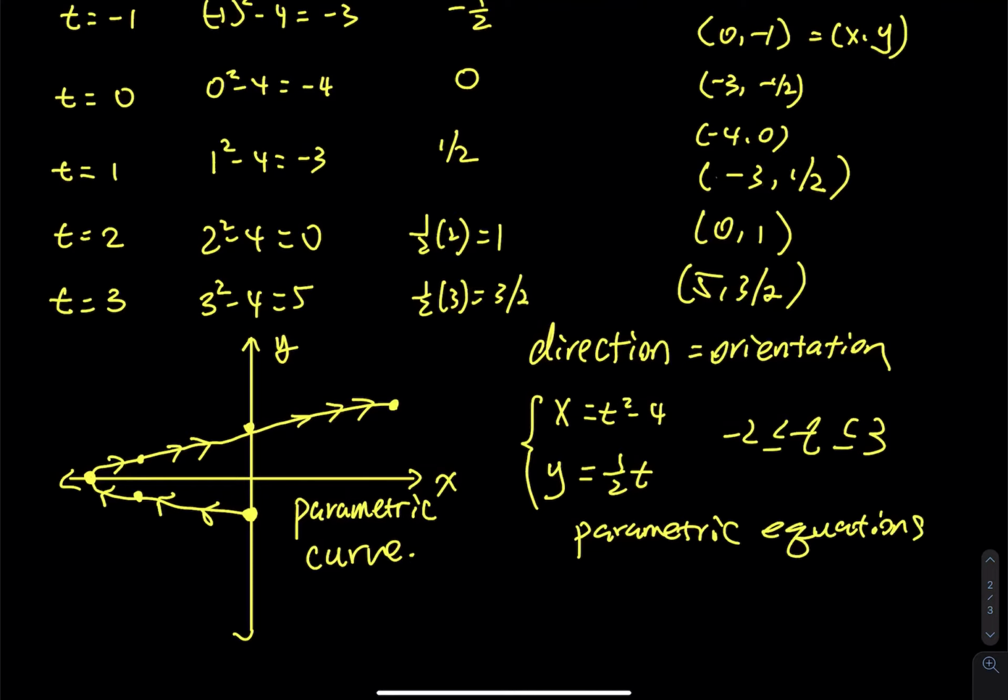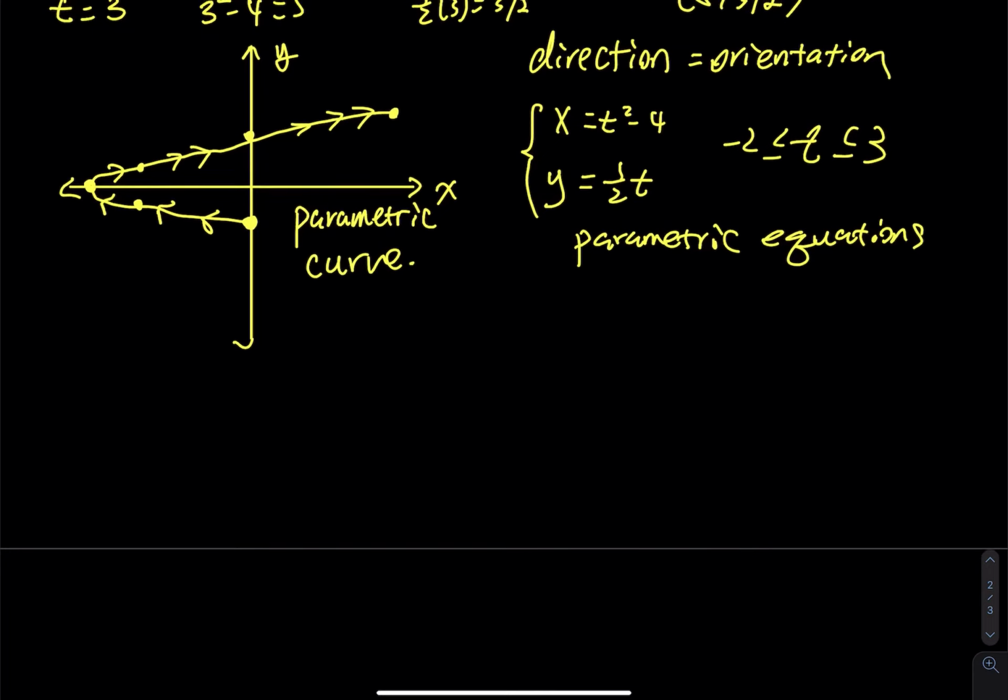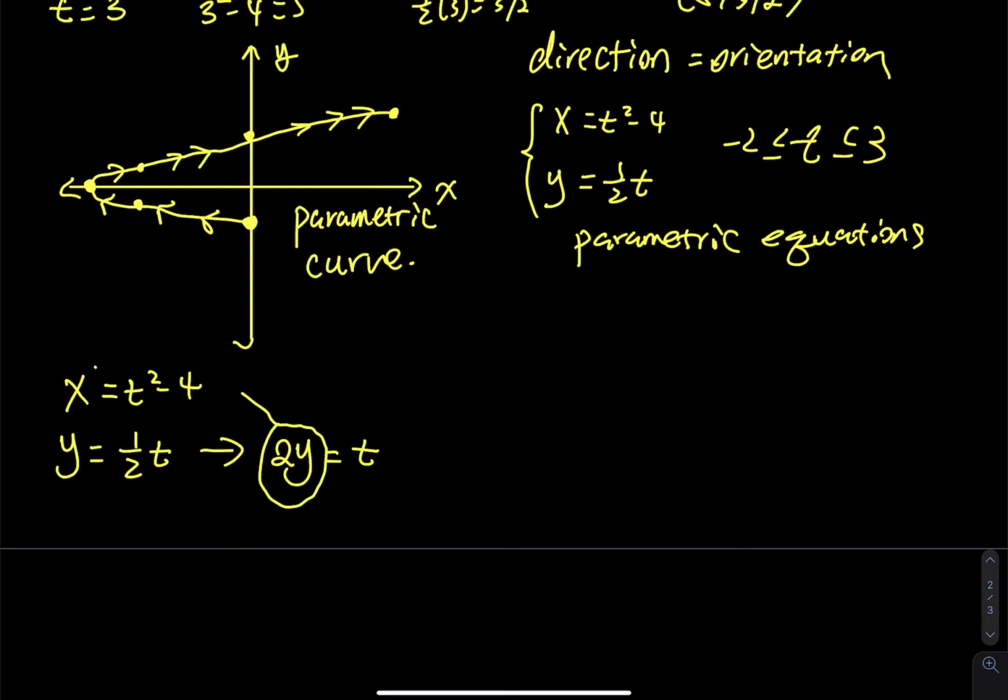What about the rectangular equation? How do I go from parametric back to rectangular? It's not a tough job. You don't need derivative or integral. It's some simple math. So again, we have x equals t squared minus 4, and y equals 1/2 t. So first we multiply 2 on both sides. We have 2y equals t, right? So 2y is equal to t, and then I will plug the 2y into here.